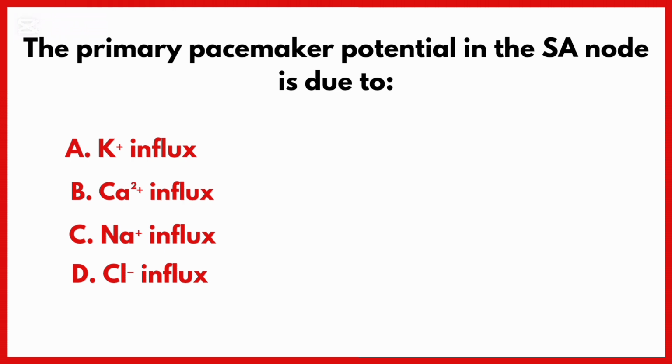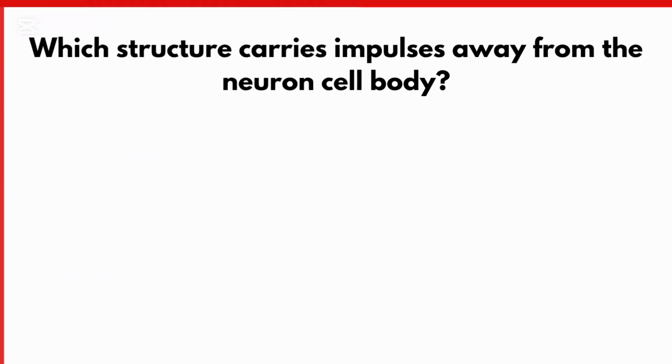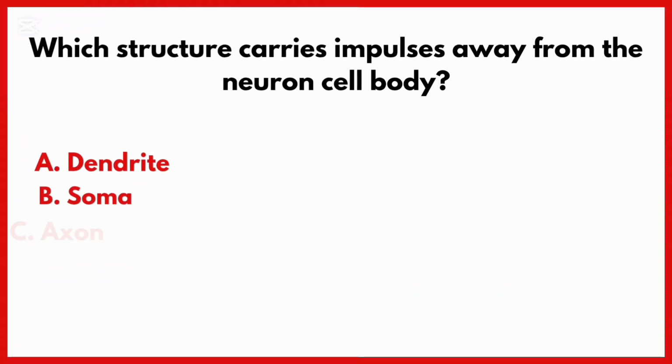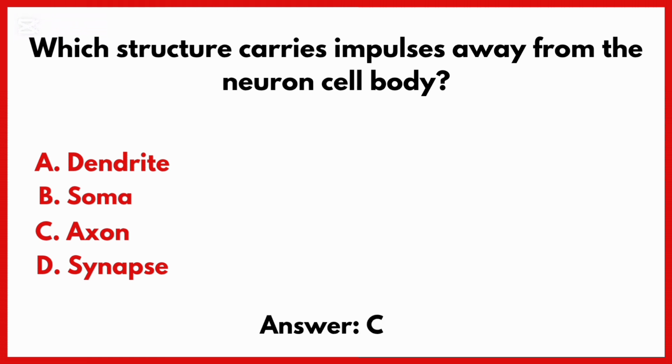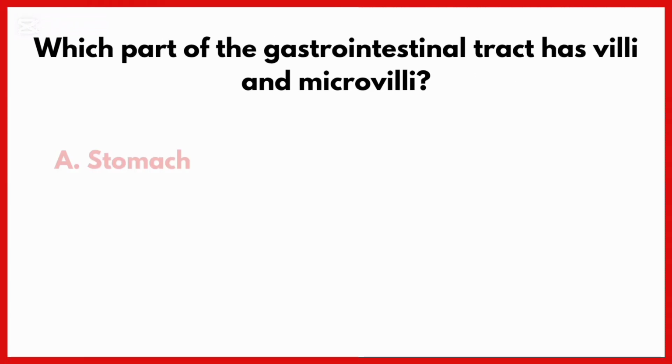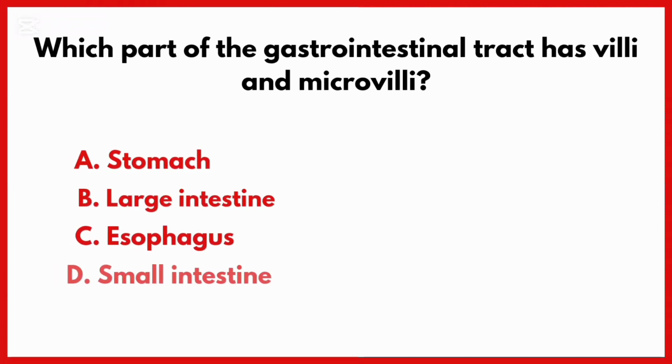The primary pacemaker potential in the SA node is due to... Correct answer is option C, sodium influx. Which structure carries impulses away from the neuron cell body? Correct answer is option C, axon.